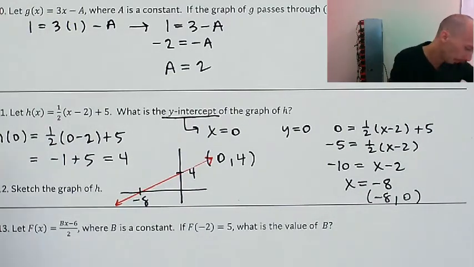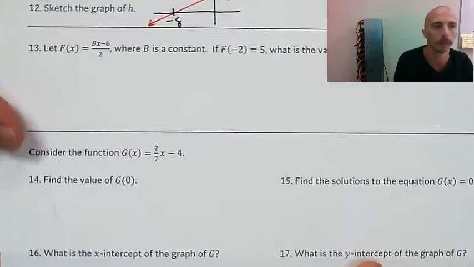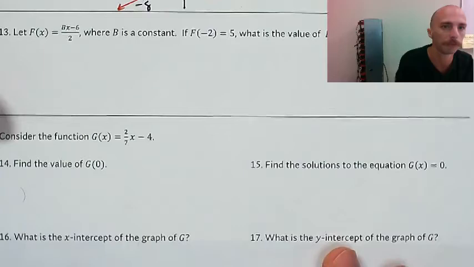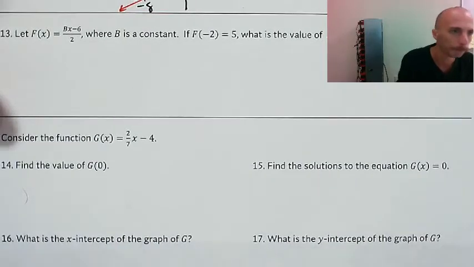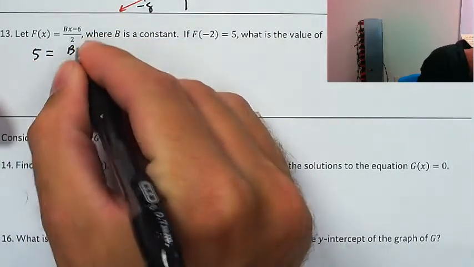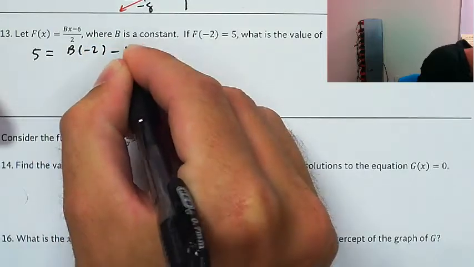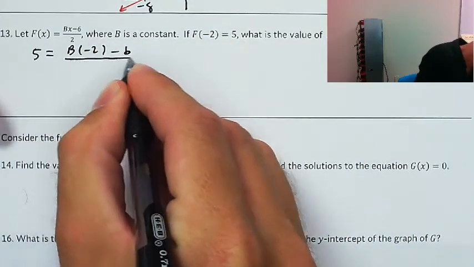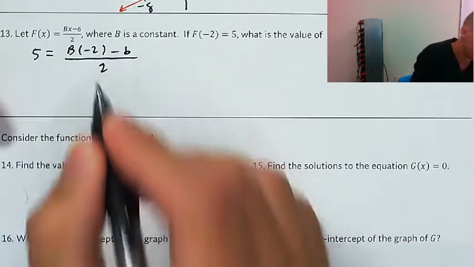Yeah. Now, f of x equals (bx minus 6) all divided by 2, where b is a constant. Okay? This is going to be another one of these plug-in problems, right? We're just going to plug in x equals -2, f equals 5. So 5 equals (b times -2 minus 6) divided by 2.